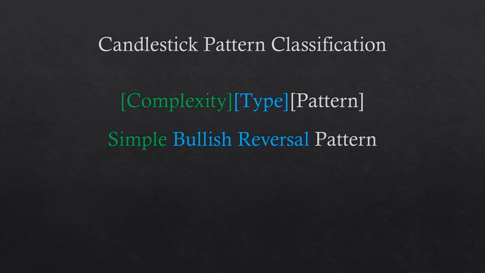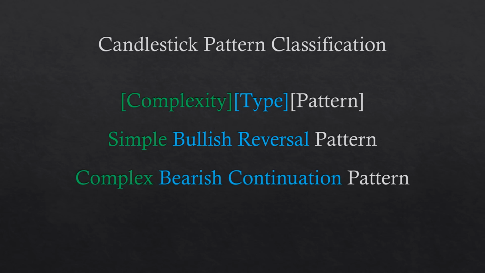Just by looking at the classification, we know that the pattern is composed of only one candlestick since it's a simple pattern, and we also know that the pattern indicates a reversal to the upside since its type is bullish reversal. Another example could be a complex bearish continuation pattern. Again, just by looking at the classification, we know that the pattern is composed of two or more candlesticks, and that it indicates that price will continue to go down since it's a bearish continuation. A third example could be a simple neutral pattern. In this case, we know that the pattern has only one candle and that it indicates a momentary stop in price.